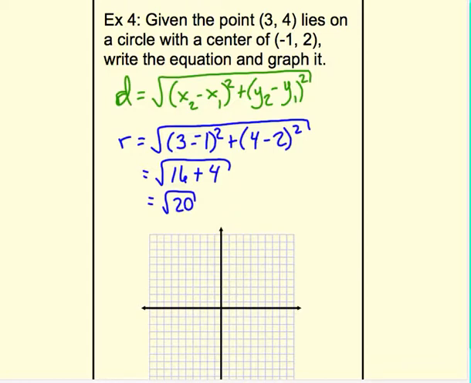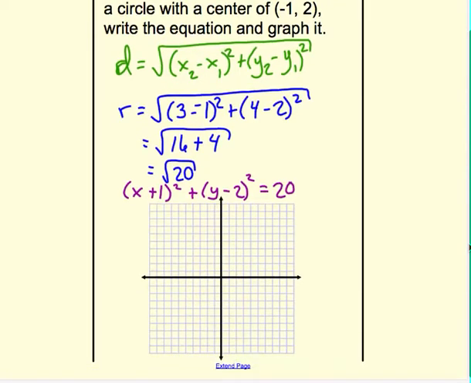Now when we write the equation, remember we're going to square the radius. So typically I would tell you to put the square root of 20 in simplest radical form, but for our purposes, we're going to square that and the radical will disappear anyway. So our equation is going to be (x, the opposite of -1) squared, plus (y minus 2) squared equals the radius squared, or 20.